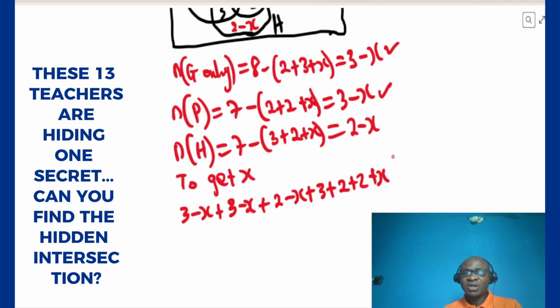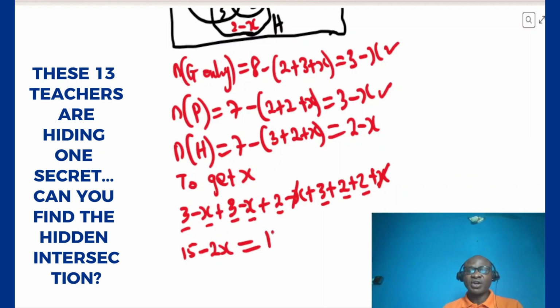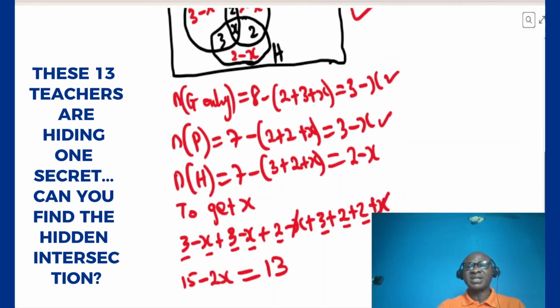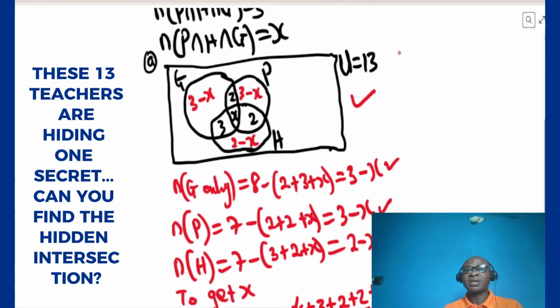Now, moving forward, let this X cancel this one. That is plus and minus. So I have 3 plus 3 is 6, plus 2 is 8, plus 3 again is 11, plus 2 is 13, plus 2 again is 15. So I got 15. Subtract X minus X plus minus X will give me minus 2X. All right. I am now going to equate the whole of this to the number of teachers in the universal set. Remember, the number of whole teachers there is in that remedial school is 13.